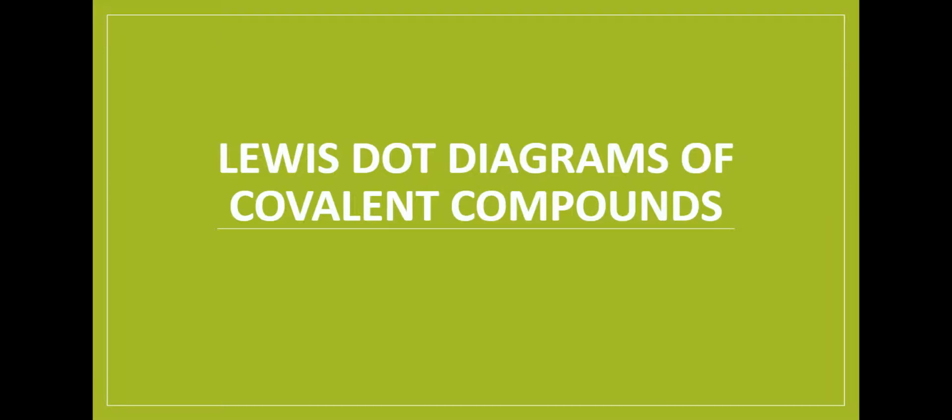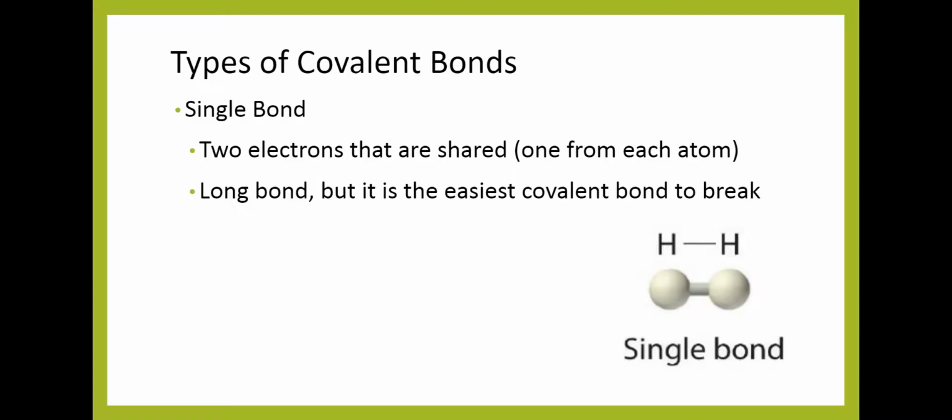Okay, so hi everyone. In this video, we're going to talk about Lewis dot diagrams of covalent compounds. First of all, I want to talk about the three different types of bonds we can have within covalent compounds. The first one is a single bond.